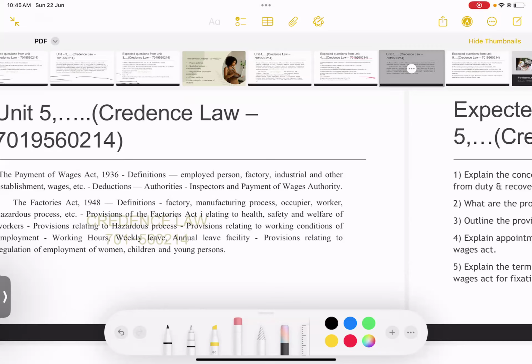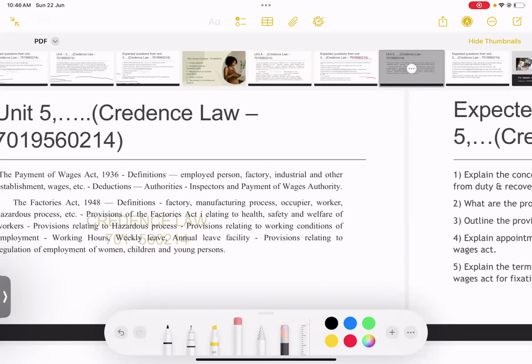And then we have the Factories Act. The Factories Act was enacted in 1948 to ensure the welfare of factory workers, to regulate their working conditions, and to provide safety and hygiene provisions. It also deals with issues related to working hours, holidays, and leaves. This act is applicable to those factories where 10 or more workers are employed where power is used, and where 20 or more workers are employed where power is not used.